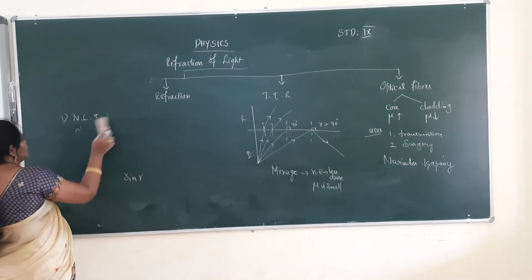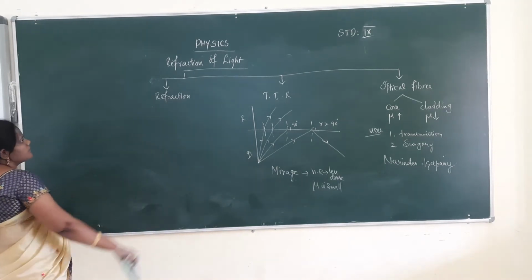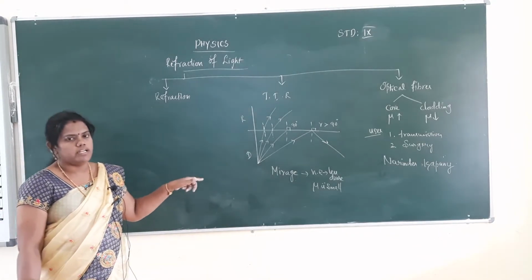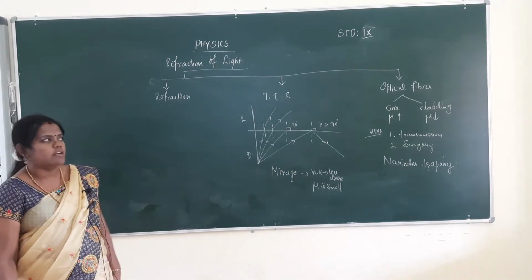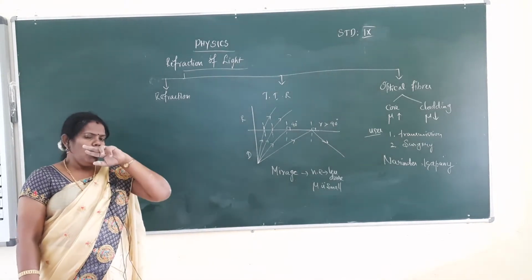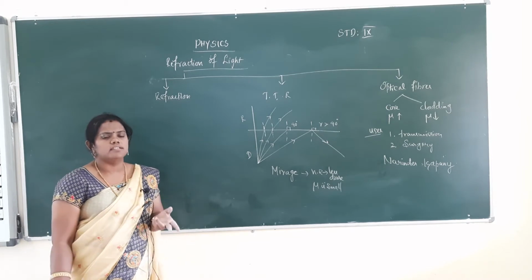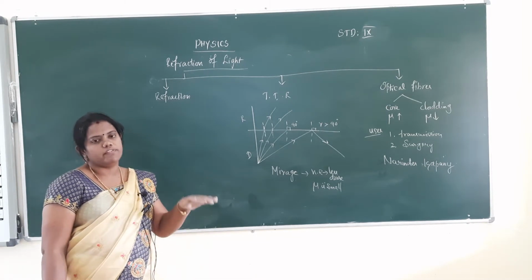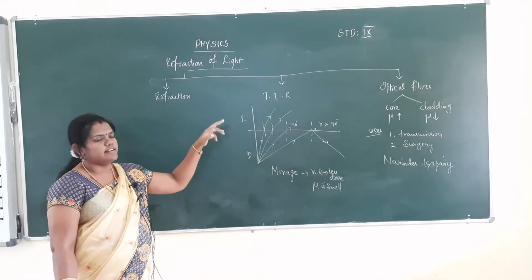Next we will go for total internal reflection. Total internal reflection is a very important topic, called TIR. Total internal reflection, what's the meaning? The heading gives the answer: the reflection is totally done internally. Internally the reflection is done, that is called total internal reflection.